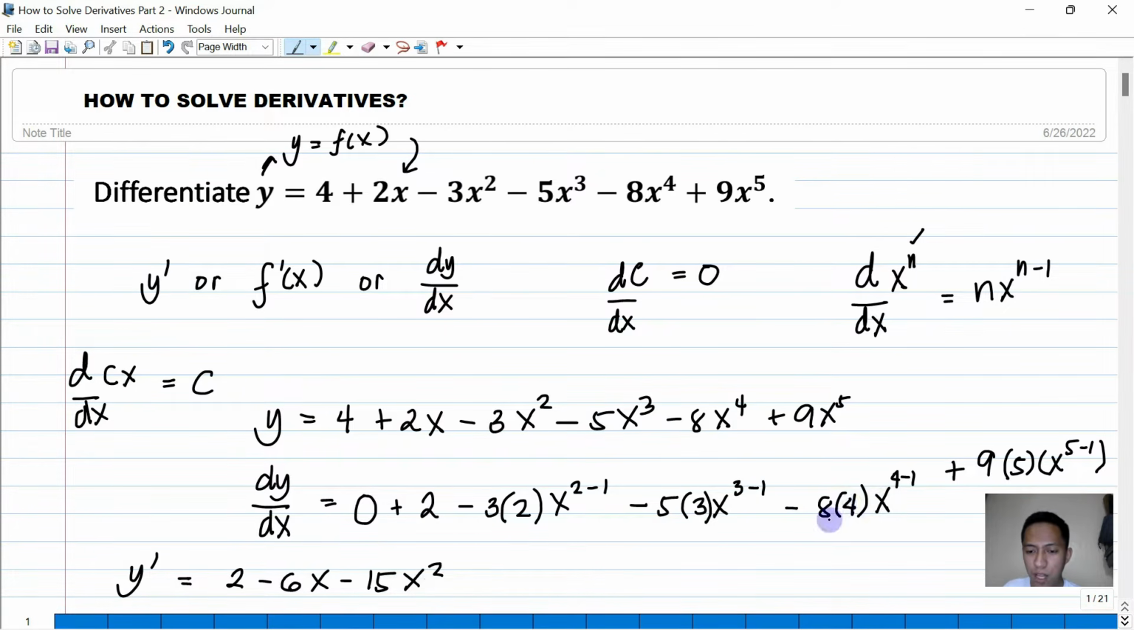So you have here 8 times 4, negative 8 times 4, so that is negative 32. So negative 32 minus 32x. Okay, 4 minus 1 is 3, so that is cube. And we have here positive 9 times 5, so that is positive 45. And we have here x raised to 5 minus 1, so that is x raised to 4. So this is now the derivative of this function.